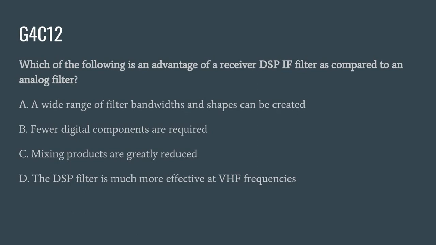G4C12. Which of the following is an advantage of a receiver DSP IF filter as compared to an analog filter? A. A wide range of filter bandwidths and shapes can be created. B. Fewer digital components are required. C. Mixing products are greatly reduced. Or D. The DSP filter is much more effective at VHF frequencies. Correct answer here is A. A wide range of filter bandwidths and shapes can be created.